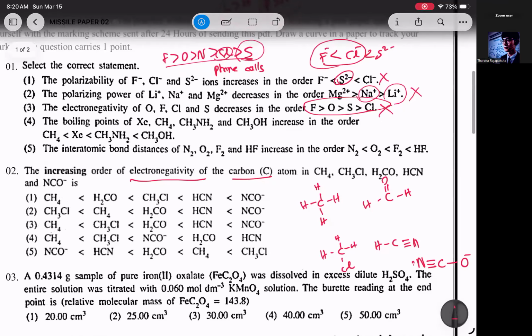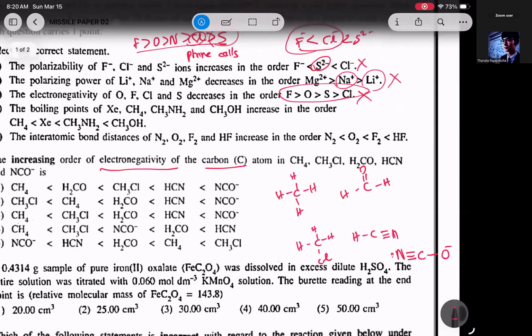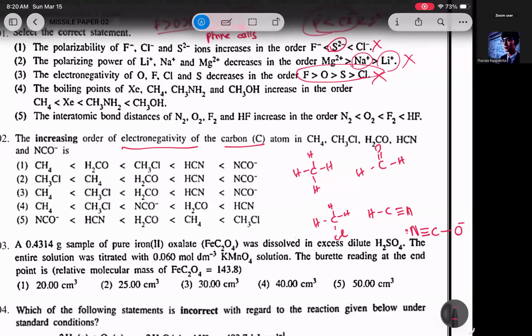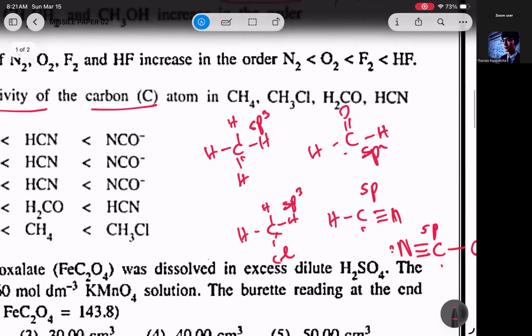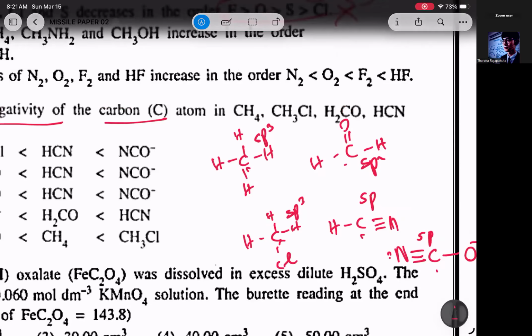So sp hybridized compounds have the largest electronegativity. First of all, you look at the Pauling scale. So central carbon atom or nitrogen atom or oxygen atom, whatever the atom you check. After you check the atom, then you go for the hybridization. If the atoms are same, for example, here you have to consider carbon everywhere. So then we look at the hybridization. So hybridization is sp for this one. This one is sp again. This one is sp3. This one is sp3. And this one is sp2. So here you can see that HCN and NCO minus have a larger electronegativity.